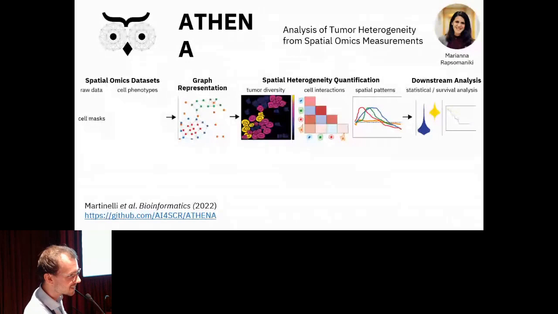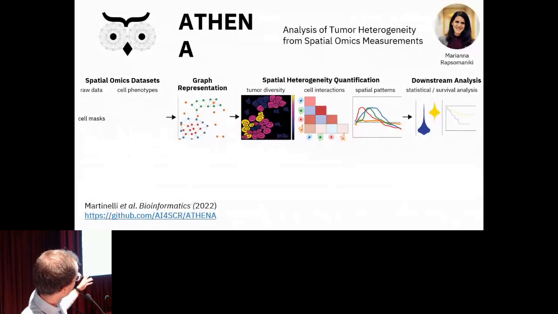Oh, sorry, the single cell expression values for each cell. That would be in this third picture that is missing. And then what we do with Athena, we convert those images into a graph representation, which is much lighter than the image itself. And it also allows you to model the interactions within the tissue.